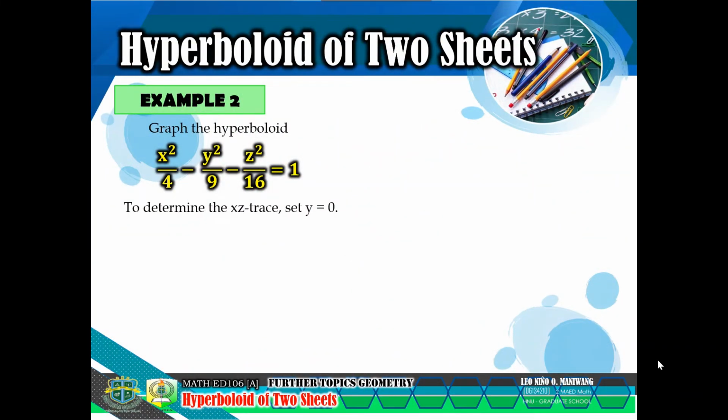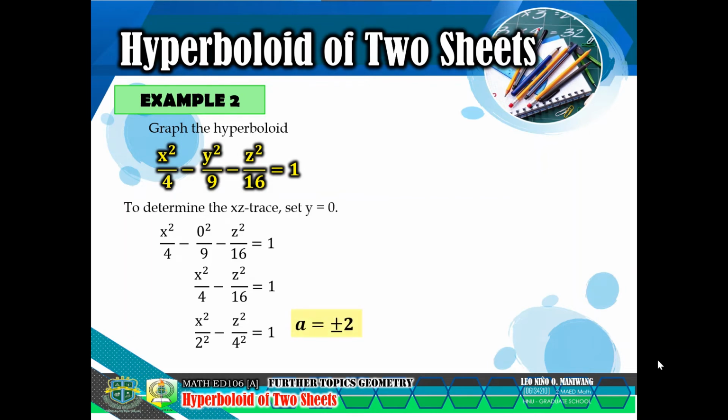So let us set y equal to 0. Substituting, we have x squared over 4 minus 0 squared over 9 minus z squared over 16 is equal to 1. Solving further, we have x squared over 4 minus z squared over 16 equals 1. And thus, we can simplify that further to be x squared over 2 squared minus z squared over 4 squared equals 1. And we have the value of our A to be plus and minus 2, and the value of B to be plus and minus 4.